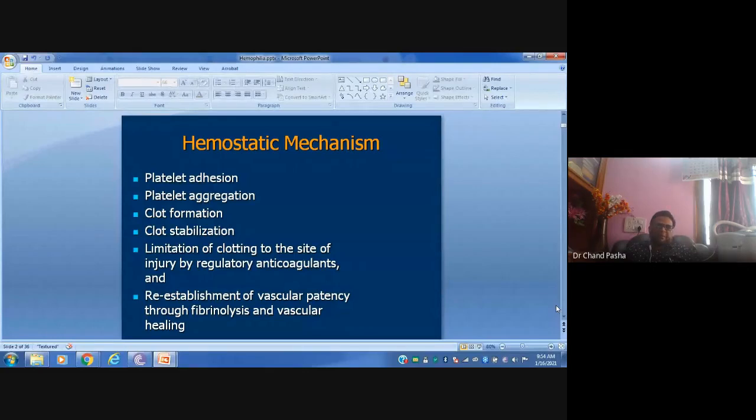And natural heparin is there. Otherwise, artificially, we will introduce it from outside. So what happens here? Whatever clot is created is minimized so that the blood flow is not stopped over there. So the hemostatic mechanism is maintained. Otherwise, if there is a clot over there, then the blood would stop there itself. And the fibrinolysis takes place and vascular healing will take place.